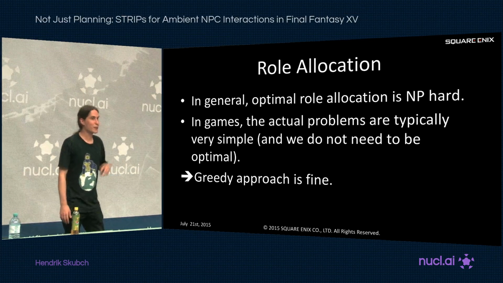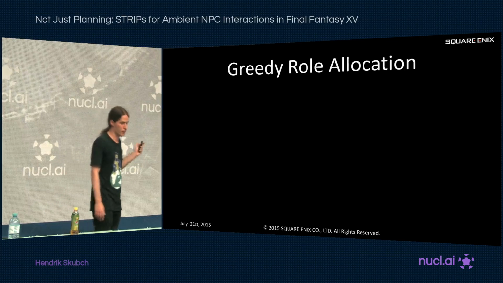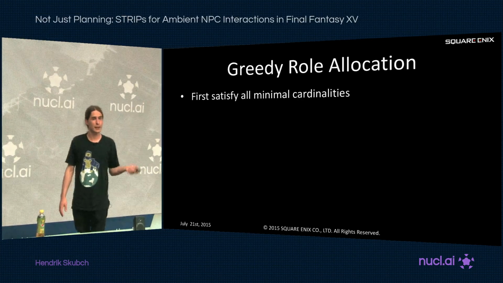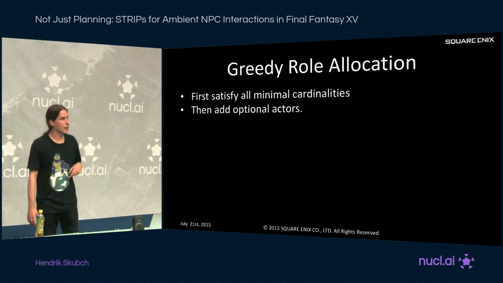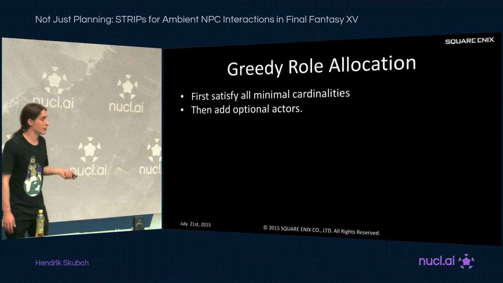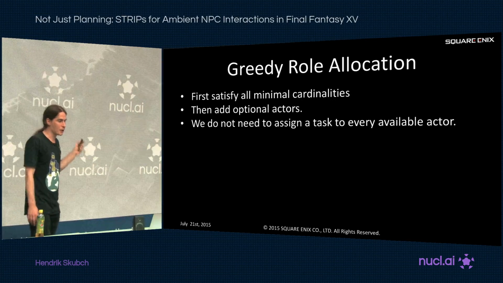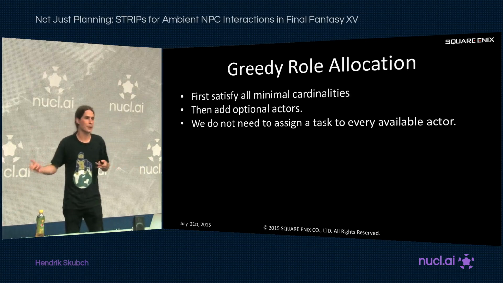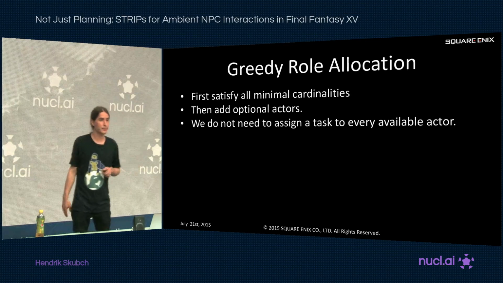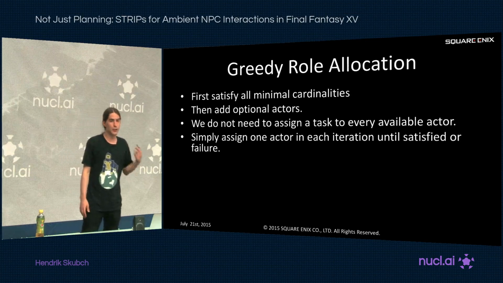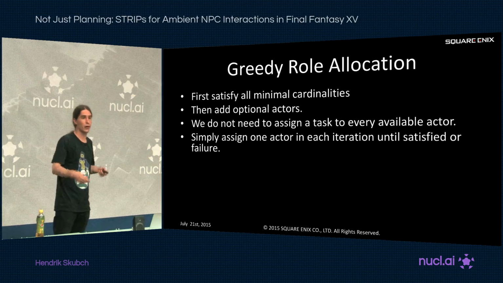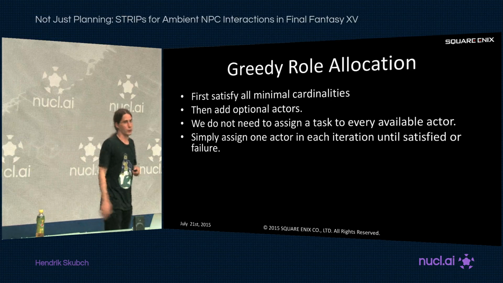So we can get away with a greedy approach, which would basically first satisfy all minimal cardinalities for the different roles, and then see if it can add any optional actors to that script. Because it doesn't actually need to assign a role or a task to every available actor. The remaining ones can just go their merry way, and it's fine. So basically, in each iteration, we just assign one actor to a role until we're either satisfied or have a failure case. So there is no search whatsoever.